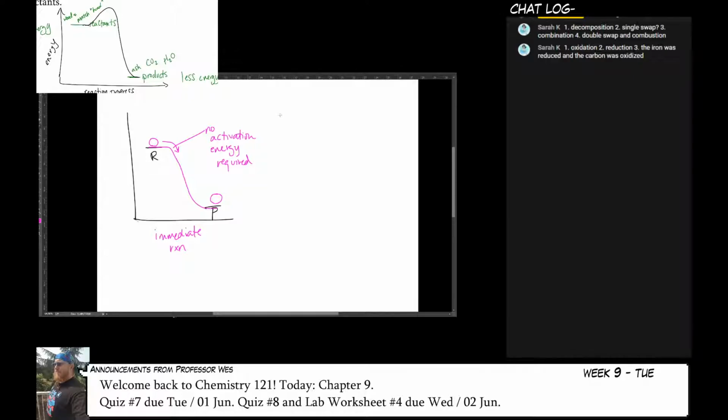Now, the diagram that we drew had a little hill in the way. So here's our reactants, and here's our products again. And we have this little hump. In order for the reaction to occur, I have to provide this much energy for the reaction to go. In other words, if this is my reaction ball, we'll call it, I have to push it up the hill and provide the energy to get it to the top before it will roll down on its own to go to the products.